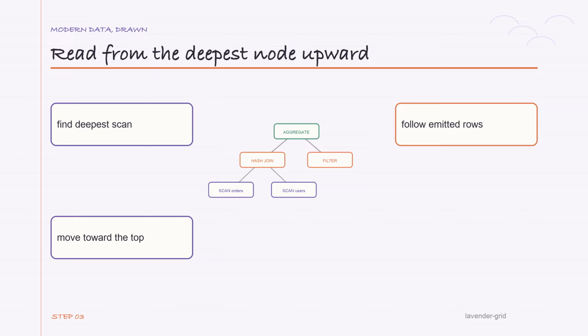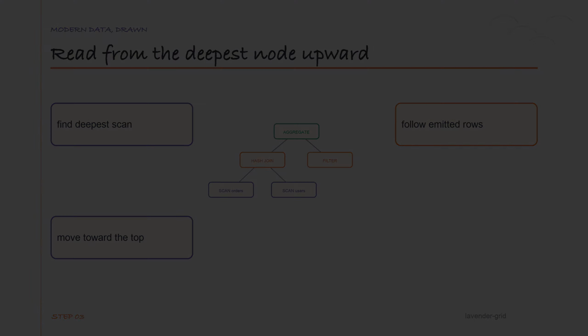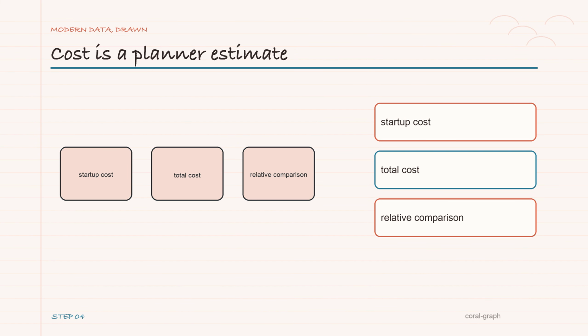Read the drawing from one idea to the next. Find the deepest scan, then follow emitted rows, then move toward the top. You do not need to memorize every implementation detail yet. Focus on what moves, what stays fixed, and why the system does less unnecessary work.